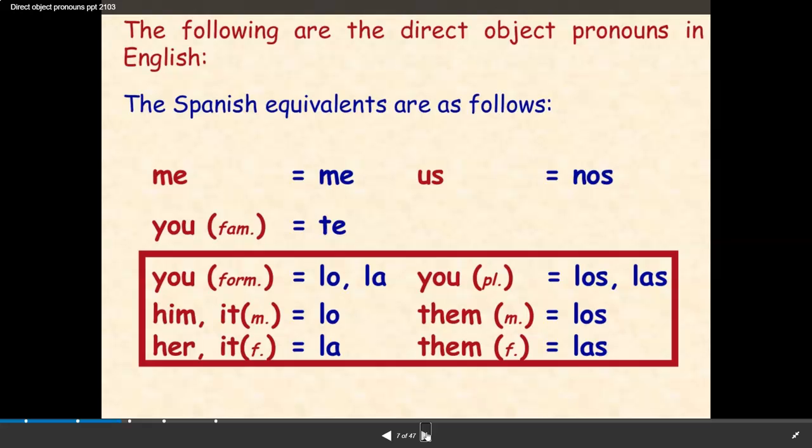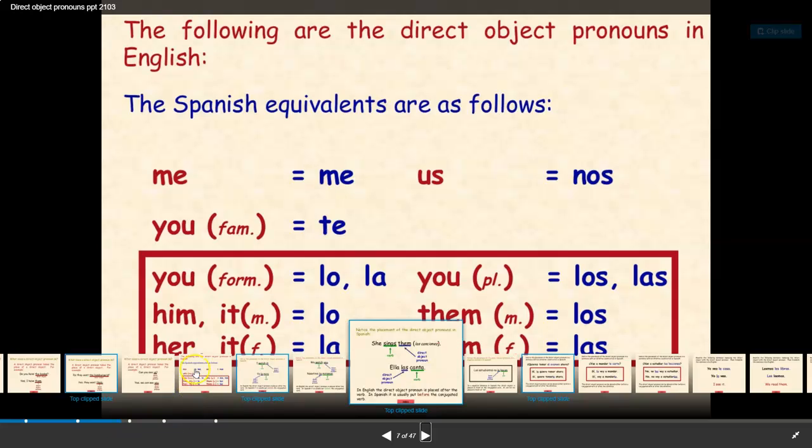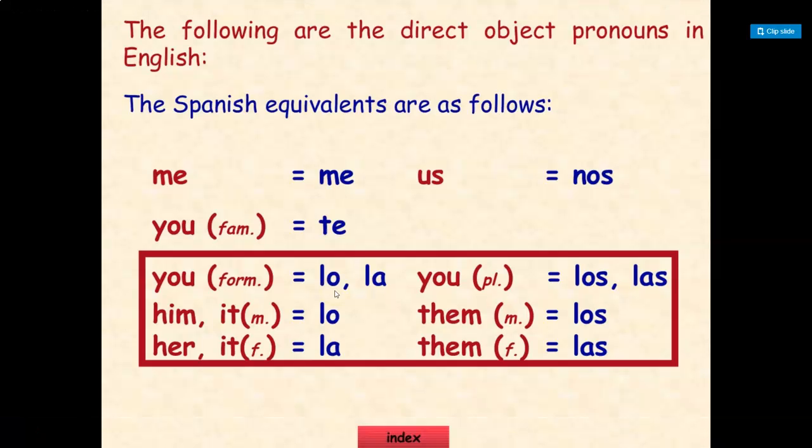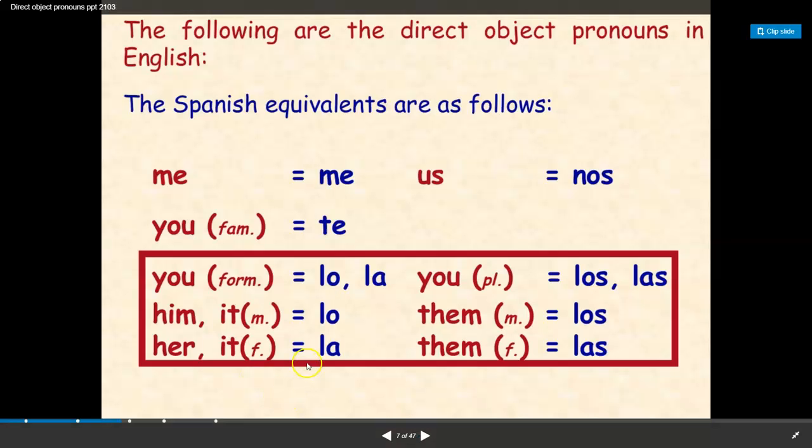The following are direct object pronouns in Spanish. The Spanish equivalents are as follows. Me for me, te for you, familiar, someone I'm familiar with. For you, I can use lo or la. This is someone formal if I'm talking about my principal or my teacher. Him or it, lo. Her or it, la. Us is nos. You, plural, los or las. Them, masculine, los. Them, feminine, las. So I'm going to show you how this works. It's really easy.